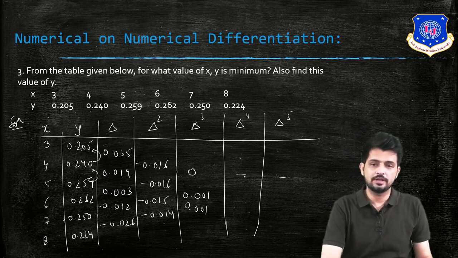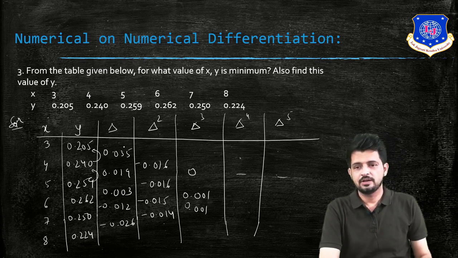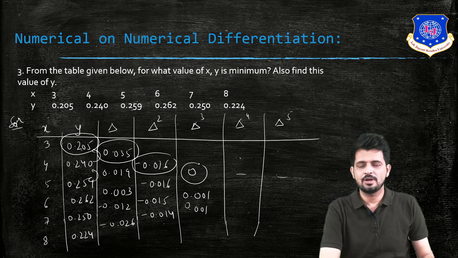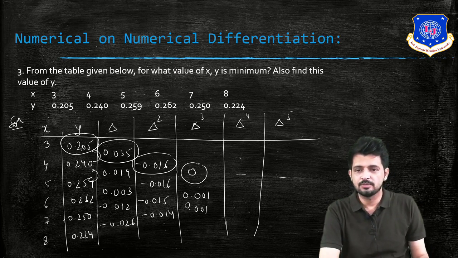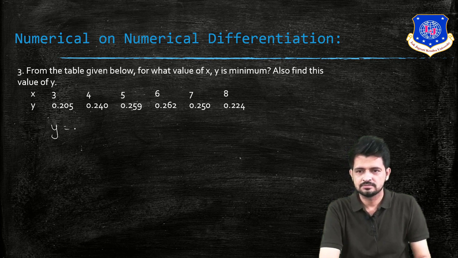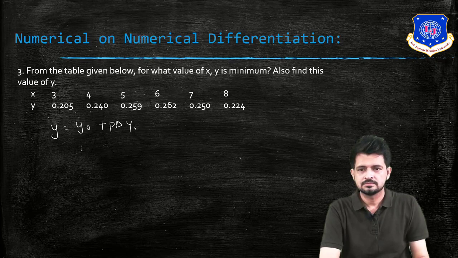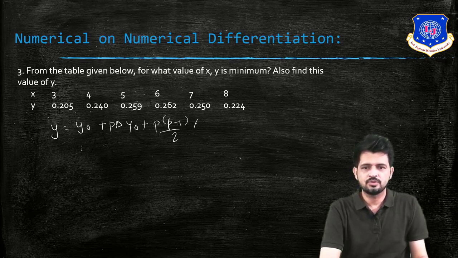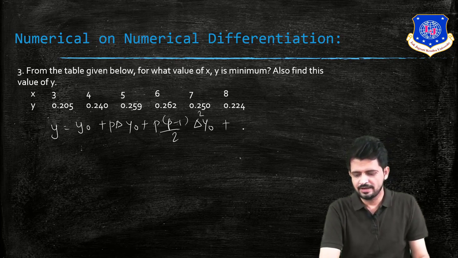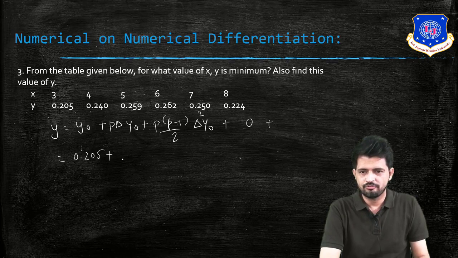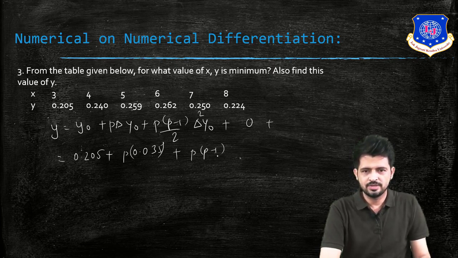Now which values we have to take in the numerical? We have to take the first values. This is our y0, del y0, del square y0, del cube y0. By placing all of these values in Newton's forward interpolation formula, what will we get? Let us write the formula: y equals y0 plus p del y0 plus p into p minus 1 upon 2 del square y0, and del cube y0 will be 0, so I am not writing that term. The value of y0 is 0.205, plus p into 0.035, plus p into p minus 1 upon 2 into minus 0.016.